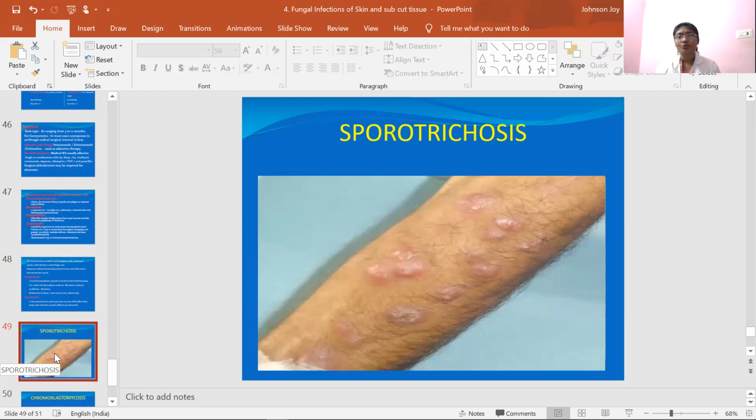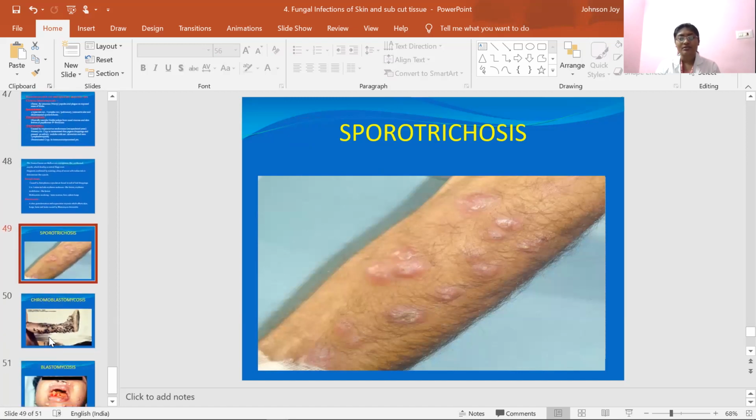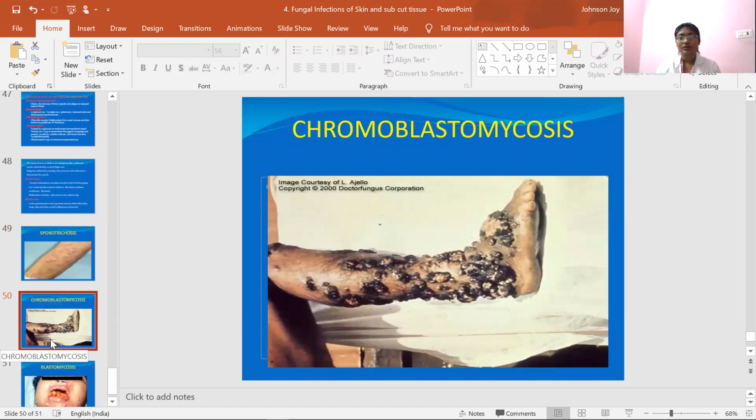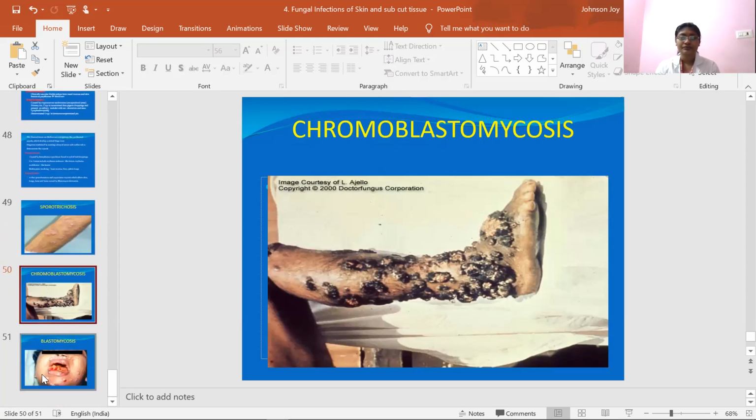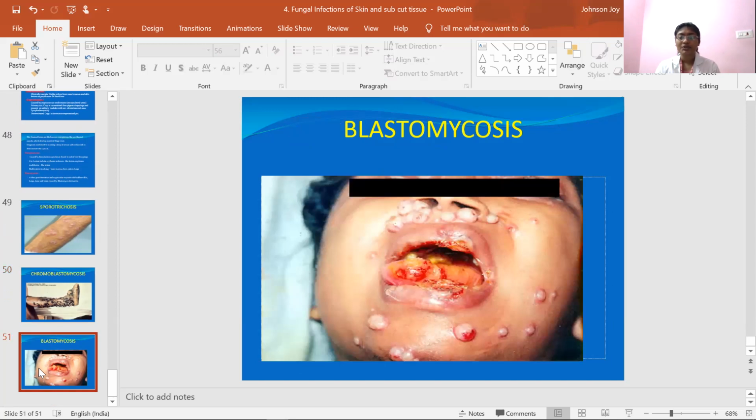And this is a picture of sporotrichosis where you can see multiple erythematous nodules and plaques. This is a picture of chromoblastomycosis. And this is the picture of blastomycosis where you can see multiple nodules and plaques with crusts present on the nodules. So that's all about fungal infections.